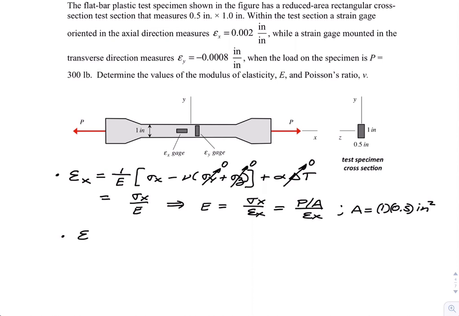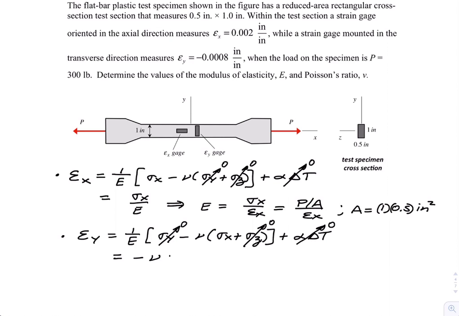I'm going to pull down the second equation that we usually see for Hooke's law. This is epsilon y equals 1 over E times sigma y minus nu times the quantity sigma x plus sigma z. And in general, there is the thermal term here at the end. But again, since we're running our test at constant temperature, we have no sigma y and a 0 value for sigma z. So this becomes minus nu sigma x divided by E.